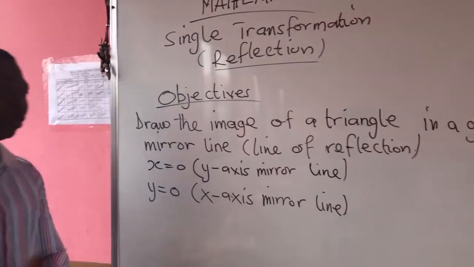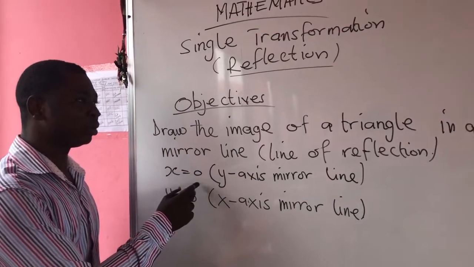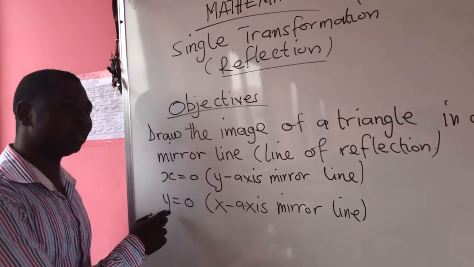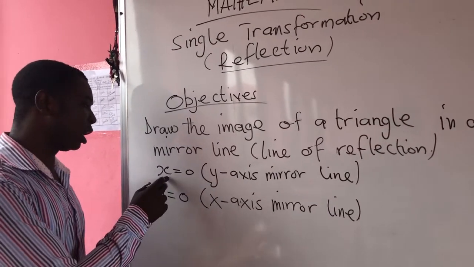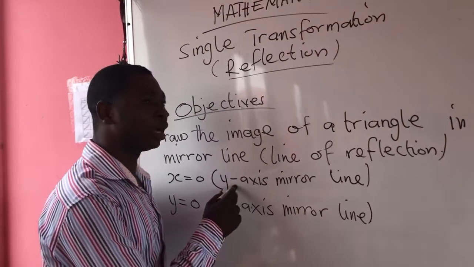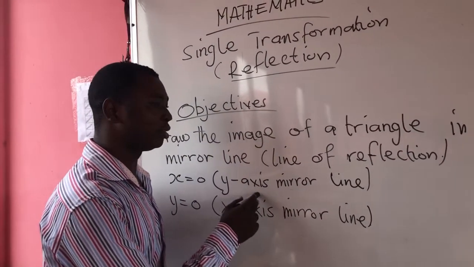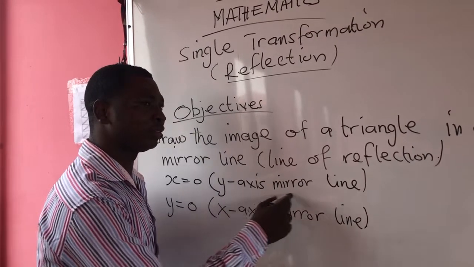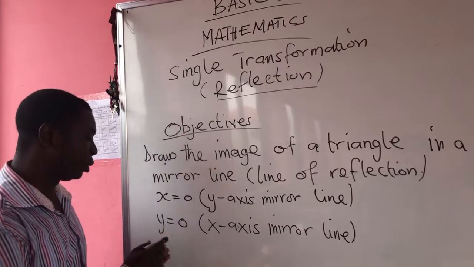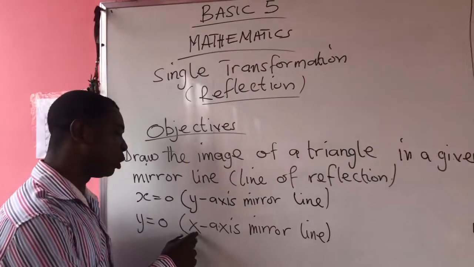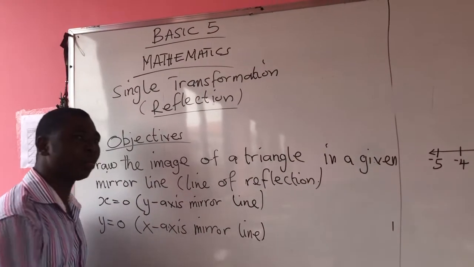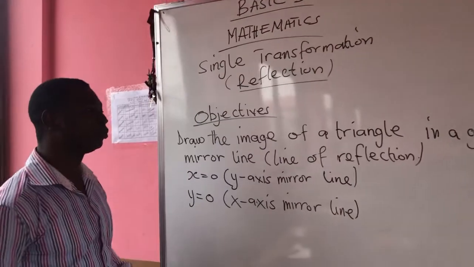What we want to do is what? The given mirror lines we are going to use are x equal to 0 and y equal to 0. When we say x equal to 0, we mean we're going to use the y-axis as the mirror line. And when we are using y equal to 0, we are going to use the x-axis as the mirror line. So we're going to talk about these two.